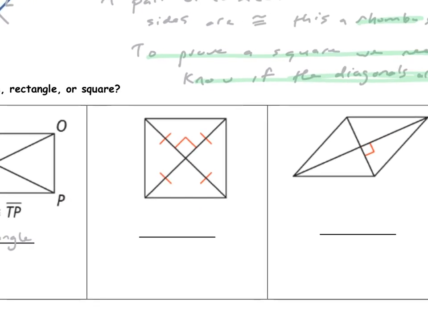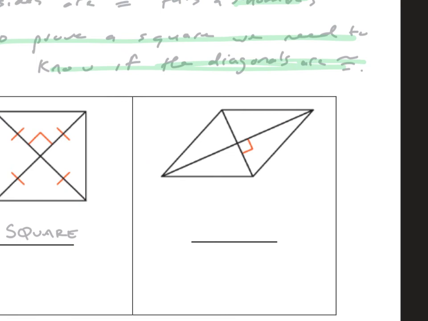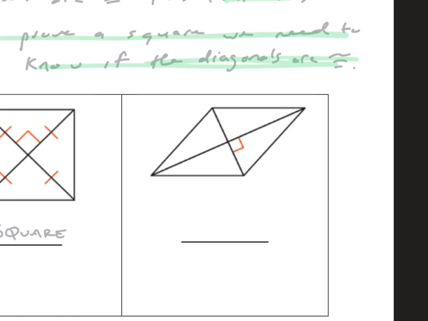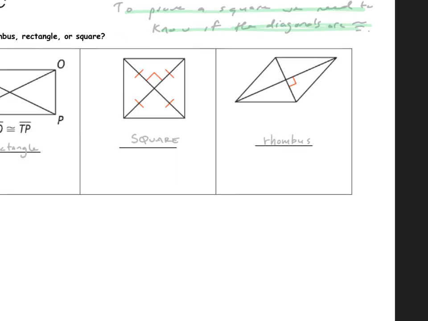The third example, I see that the diagonals intersect to form a right angle. Since they intersect to form a right angle, I know that's a property of a rhombus. But then I see that the diagonals are bisecting each other and they all have the same tick mark, so that means the diagonals are congruent and they intersect at a right angle, so this is a square. And our last example, I see that the diagonals intersect at a right angle, and I know that's a property of a rhombus.